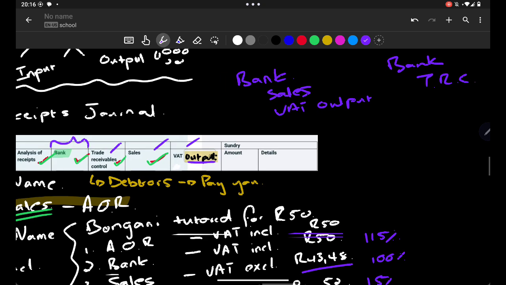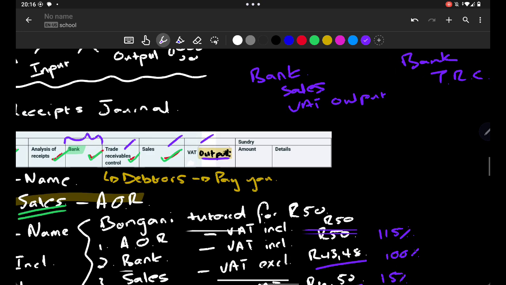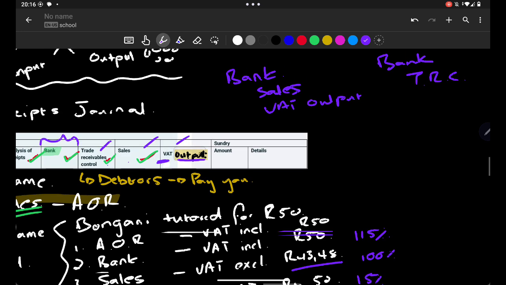Now, if you have a transaction whereby whatever you're recording does not fall under trade receivables control or sales, then you would take it to the sundry account. Remember, we don't count VAT because VAT works in conjunction with sales. Sorry if I misled you there 2 minutes ago, right? If it doesn't fit into trade receivables control or sales, it would come to the sundry account.